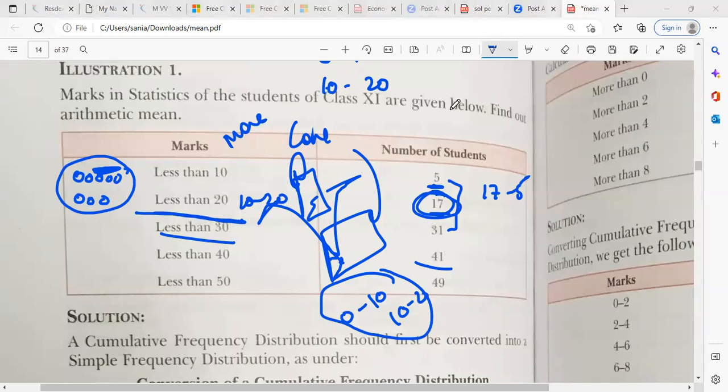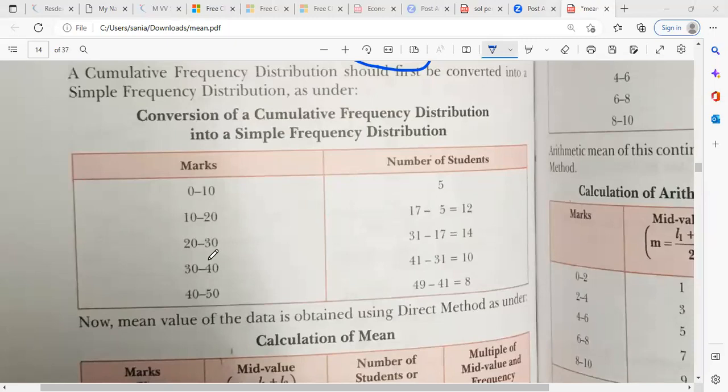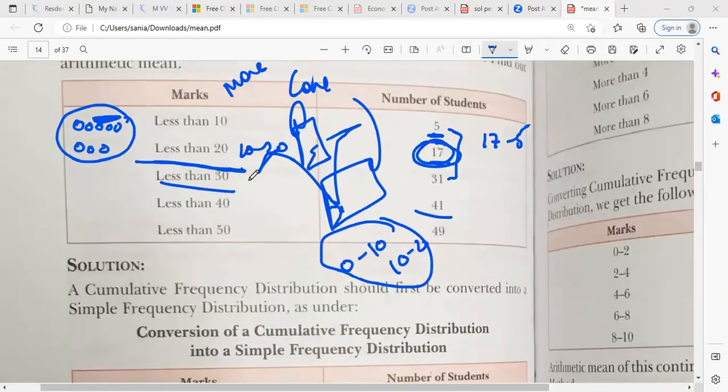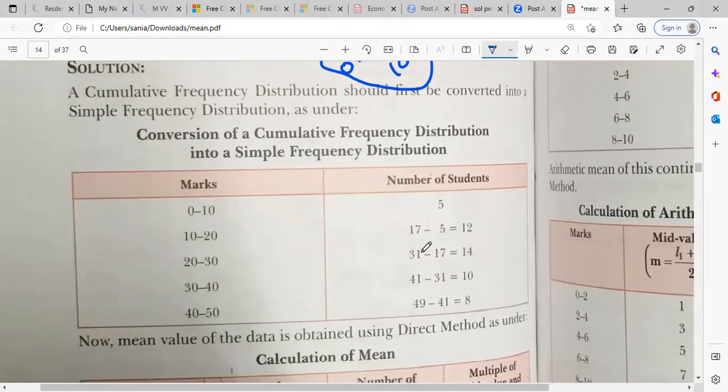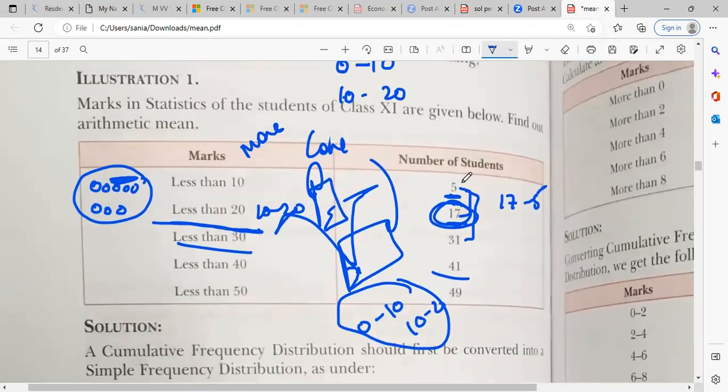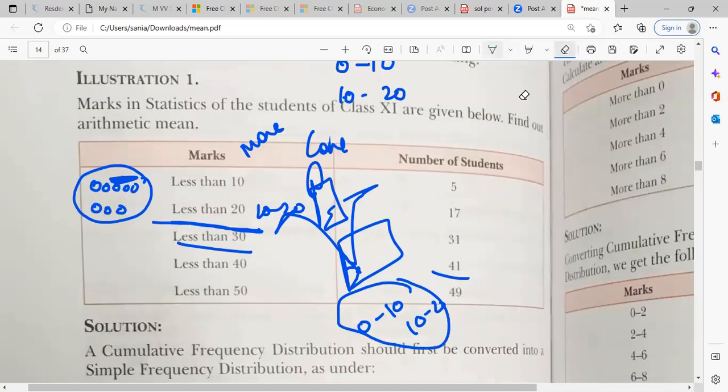Okay, so now, 17 minus 5. Now 20 to 30. In 20 to 30, what was happening basically? In this 31, this 17 and 5 were included. So you will just subtract 31 minus 17. Now the question is, why am I only subtracting this 17? Why not this 5 as well? Because in this 17, you are already including this 5. So you will only subtract the upper one. In the first, of course, 5 will be 5. In the second, 17 minus 5. In the third, 31 minus 17. In the next, 41 minus 31. The next, 49 minus 41.